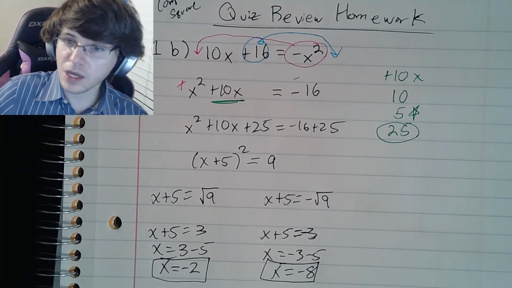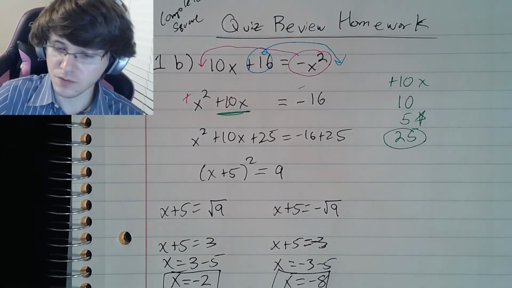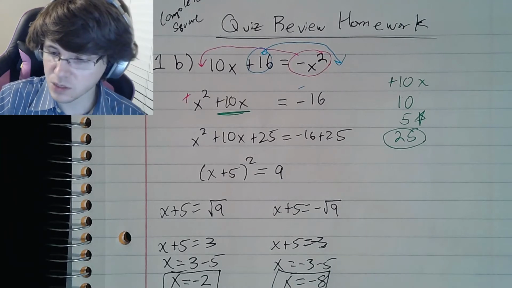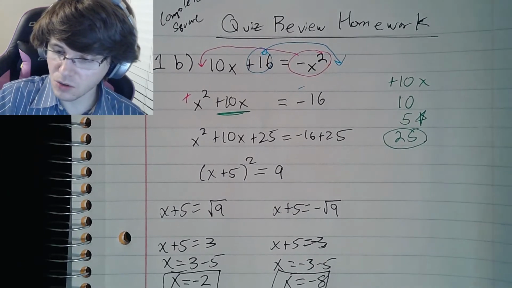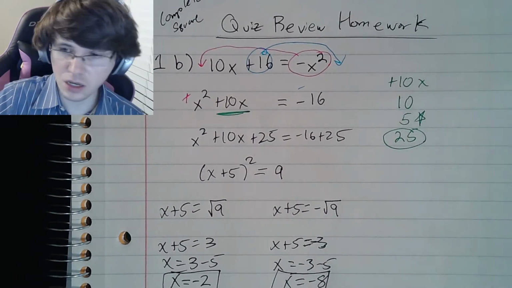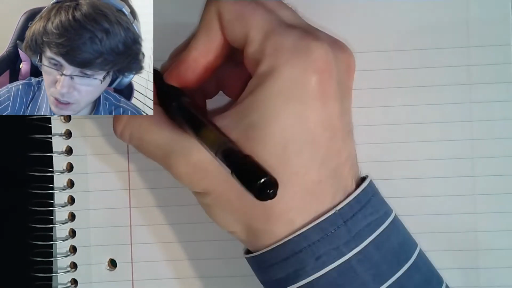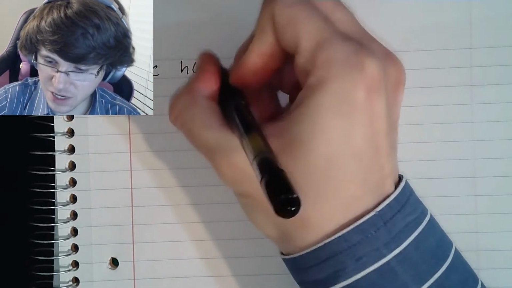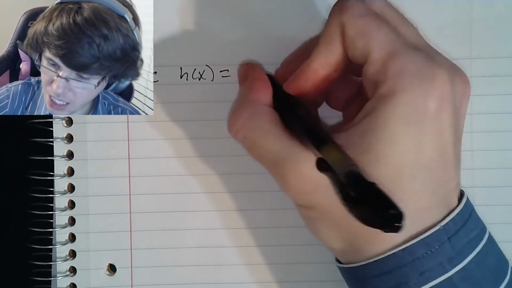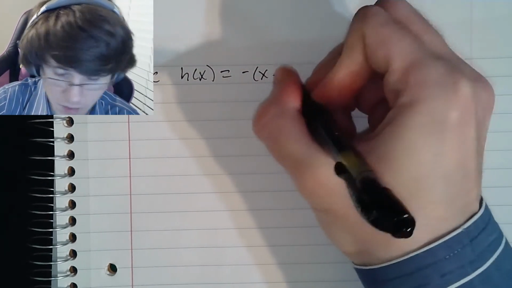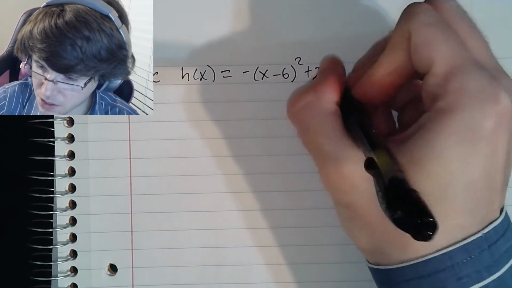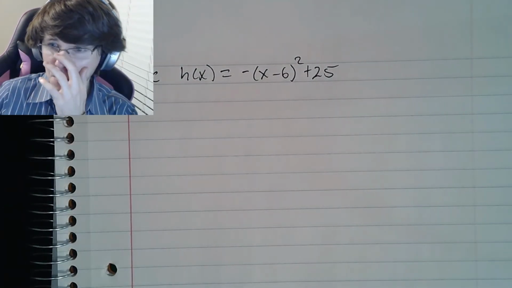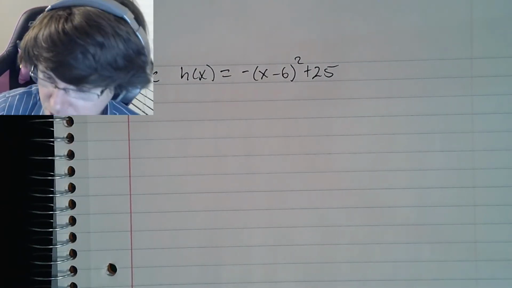So the next problem type as a review is the sketching and graphing. That's what we've been doing. So let's go ahead and do a sketching and graphing problem. I'm doing number 2C, which is h of x equals negative x minus 6 squared plus 25. And we got to graph this guy.